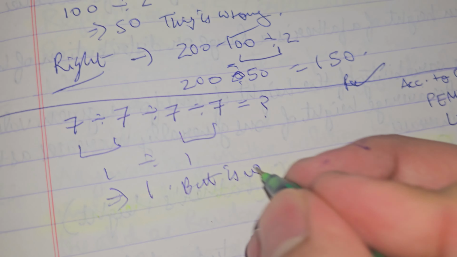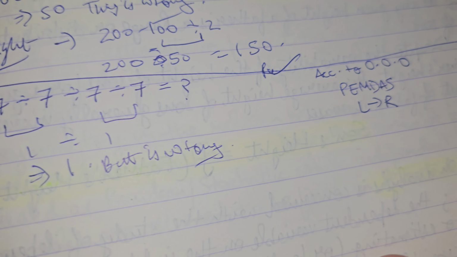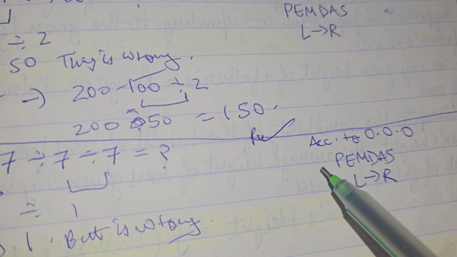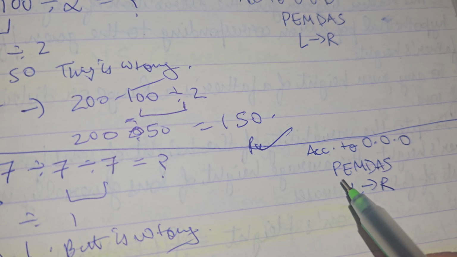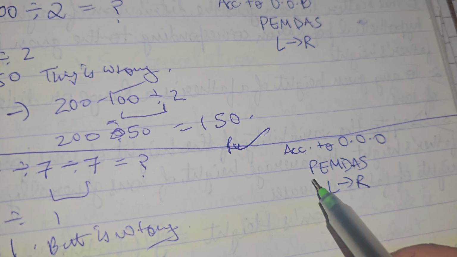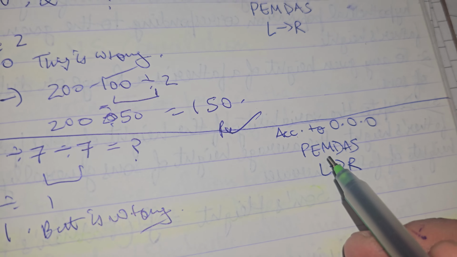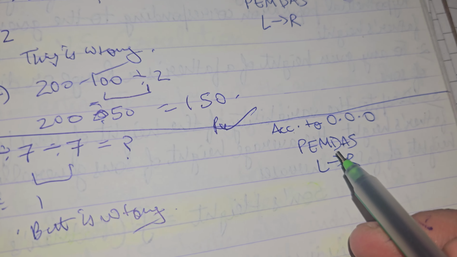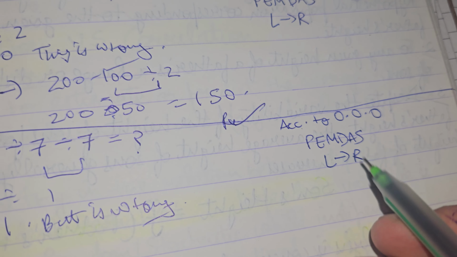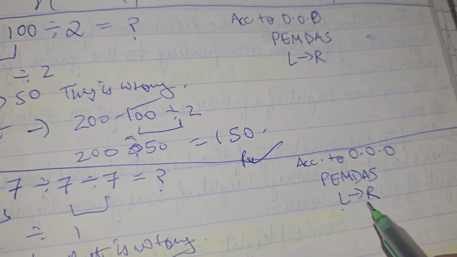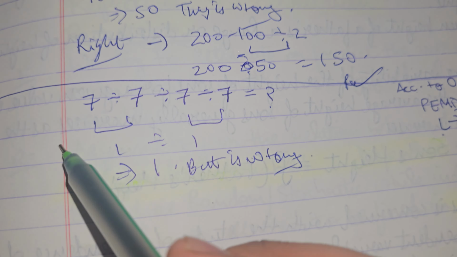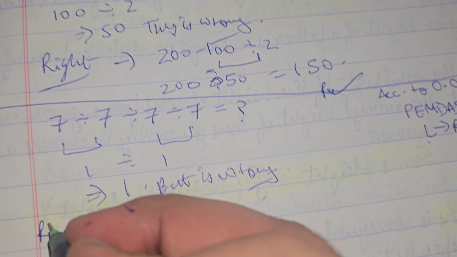This method is wrong. Okay. This method is wrong because according to order of operations, we use the PEMDAS rule. P stands for parenthesis, E for exponent, M for multiplication, then division, A for addition, S for subtraction. And we solve from left to right. Here, this is the case of division. So the right method is this.